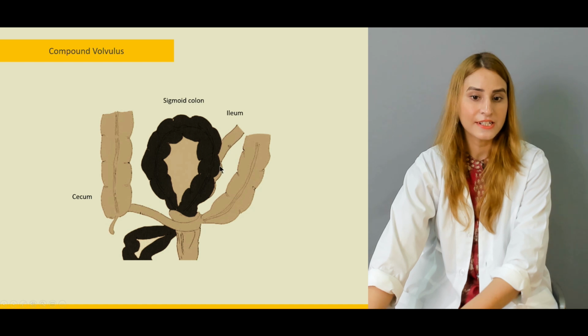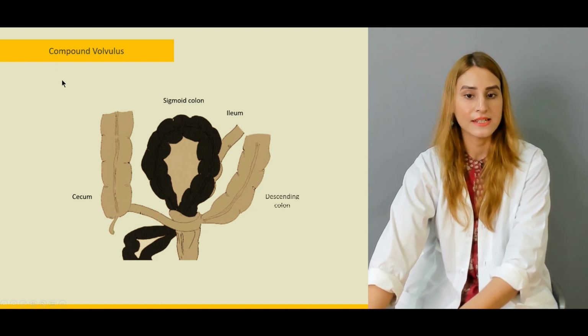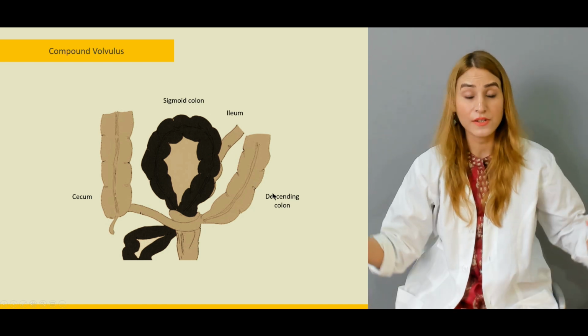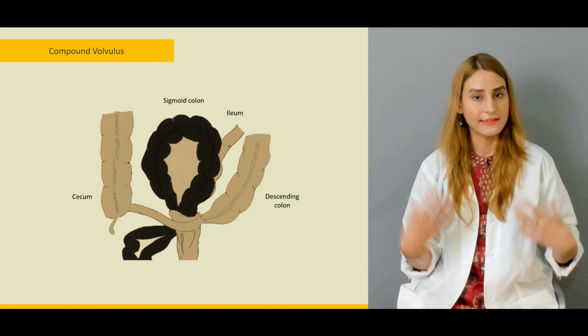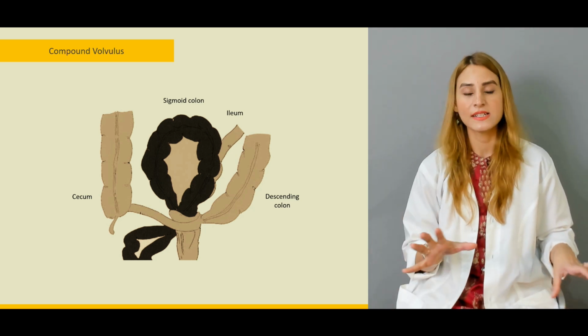So you can see here the terminal ileum is being rotated on the sigmoid colon. So this is called a compound, and there's also the descending colon. So actually multiple segments of the intestine are rotating or twisting upon themselves. So they call it a compound volvulus.